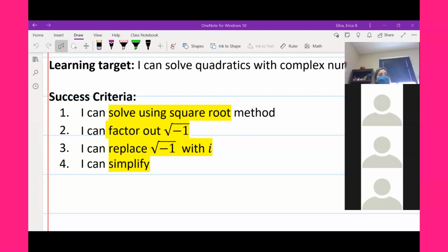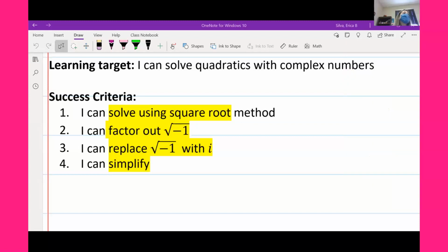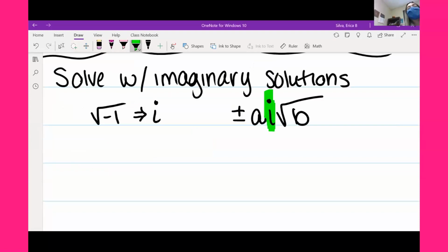To be solving quadratics with complex numbers. Good news is we've done this before. We're just going to incorporate that imaginary number. I do have a pair. So notice how the i is going to be the coefficient of the square root, but it'll be after your coefficient that is a real number.